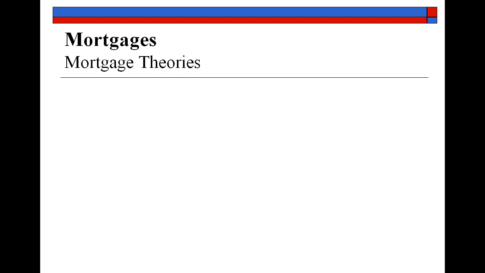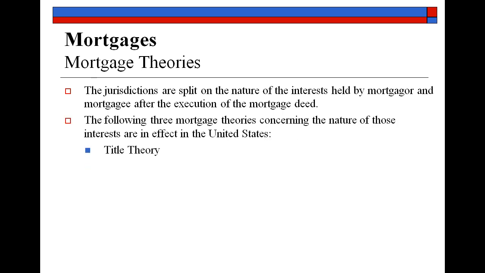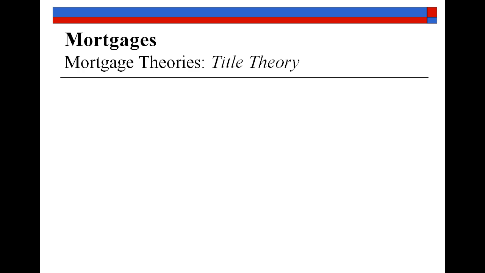Next, we're going to discuss mortgage theories, which we considered last semester when we read Chapter 5. The jurisdictions are split on the nature of the interests held by the mortgagor and the mortgagee after the execution of the mortgage deed. There are three theories, two of which we discussed first semester. The first is the title theory, the second is the lien theory, and the third is the intermediate theory, which we did not discuss first semester. Let's start with the traditional theory, which is the title theory.